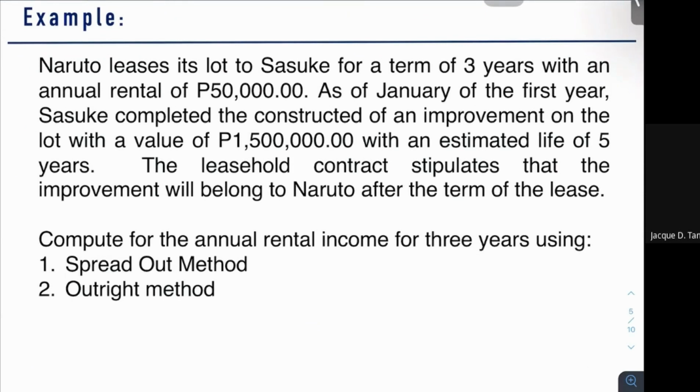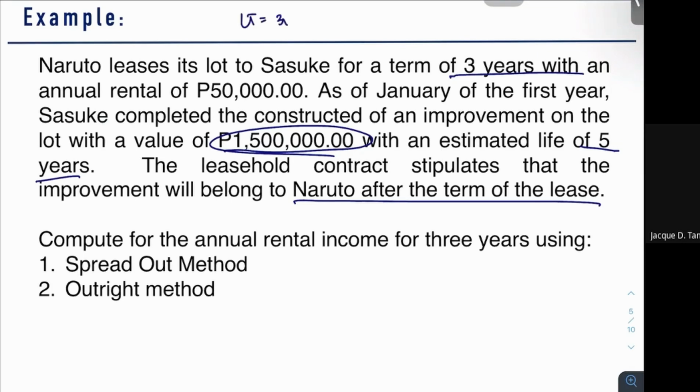As of January of the first year, Sasuke completed the construction of an improvement on the lot with a value of 1.5 million with an estimated life of 5 years. The leasehold contract stipulates that the improvement will belong to Naruto after the term of the lease. So the lease term is 3 years. The leasehold improvement life is 5 years. And the leasehold improvement is 1.5 million.